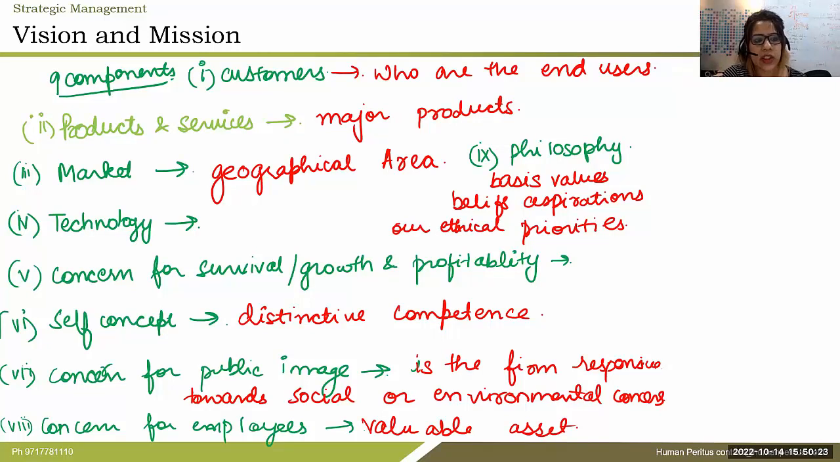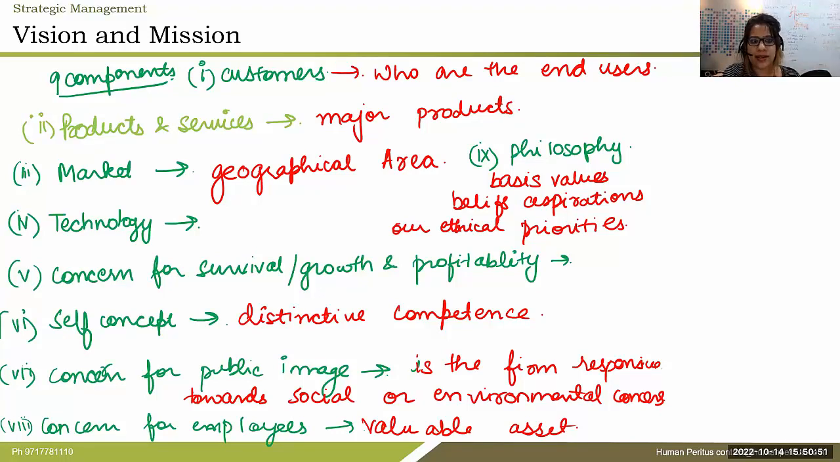So these are the 9 components. You need to remember the 9 components. I know there are subjective questions that might be asked. This is one of the questions that has been asked in the previous year question paper of the UPSC management optional examination. Very important question. They asked you to describe the steps of a mission statement and how you consider whether a mission statement is a perfect fit.